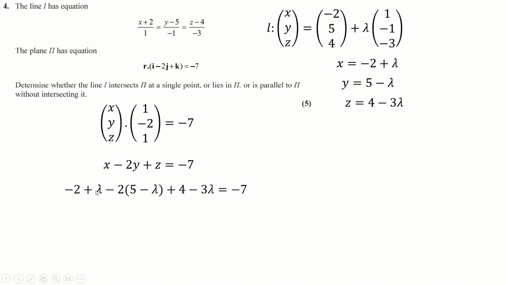And what we notice is that all the lambdas cancel, and the numbers over here are minus 8, and the numbers over here are minus 7, which obviously doesn't make sense, which means that these two things don't intersect. The line is parallel to the plane without intersecting it. So it's the third case there.